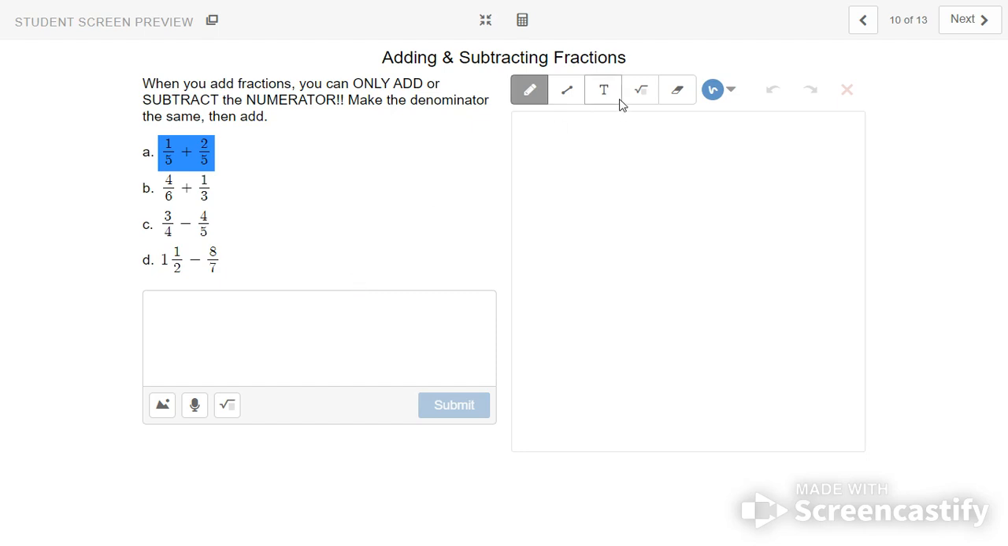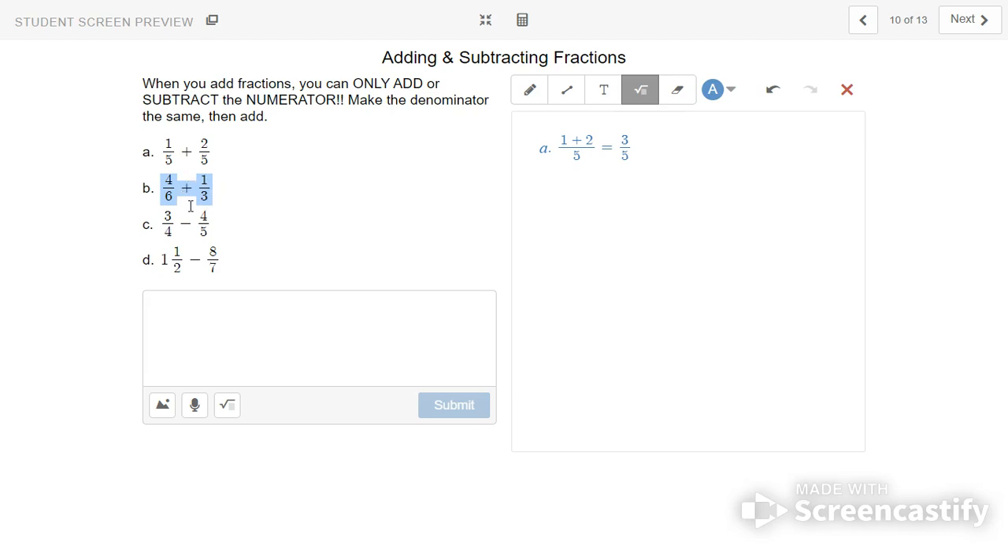1/5 plus 2/5, that one is nice because all of the numbers are over the common denominator of 5. So we're going to just add 1 and 2, and we get 3/5. However, when we have a question like this, 4/6 plus 1/3, the denominator is not the same.